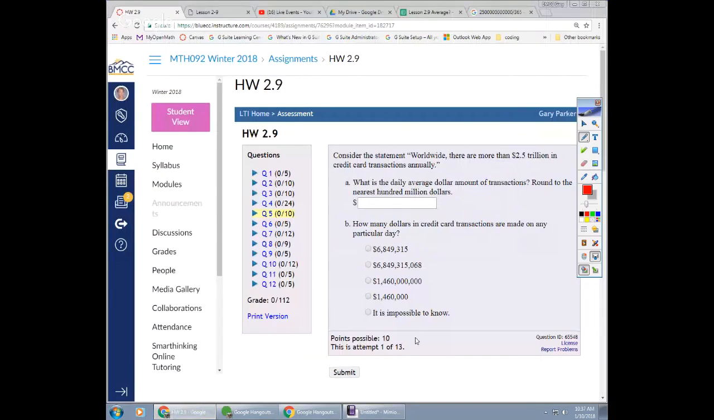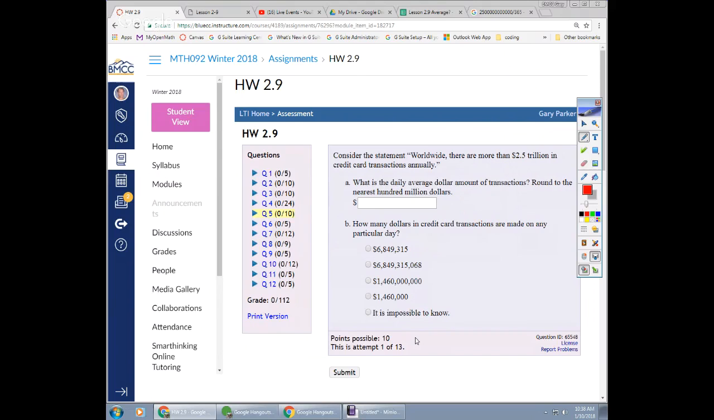How many dollars in credit card transactions are made on any particular day? It's impossible to know. What if it said on average? Then we could say it would be that second option. But it doesn't say on average, it just says on a particular day. We don't know. Could be bigger than that, could be less than that. Yeah, impossible.